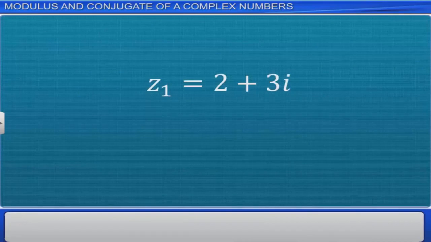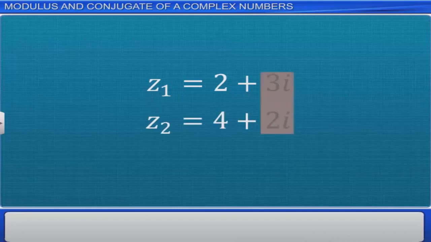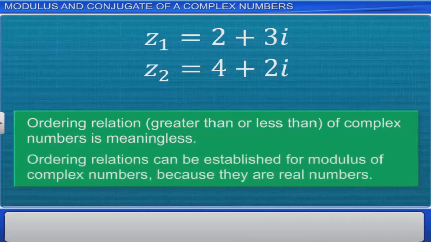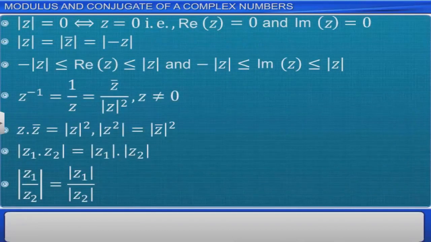Let's consider two complex numbers, z1 equal to 2 plus 3i and z2 equal to 4 plus 2i. Since these complex numbers have imaginary parts, it is not possible to find out the greater complex number between them. Thus, the ordering relation of complex numbers, that is greater than or less than, is meaningless. Ordering relations can be established for the modulus of complex numbers because they are real numbers. Let's look at some important properties of the modulus of complex numbers.